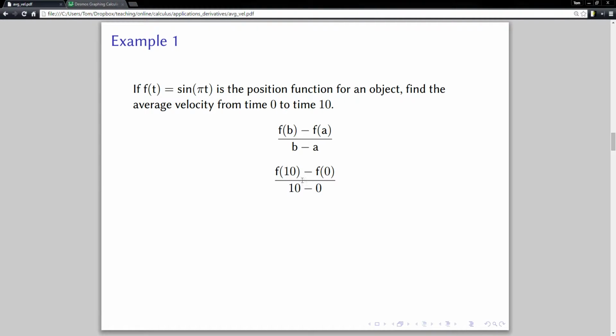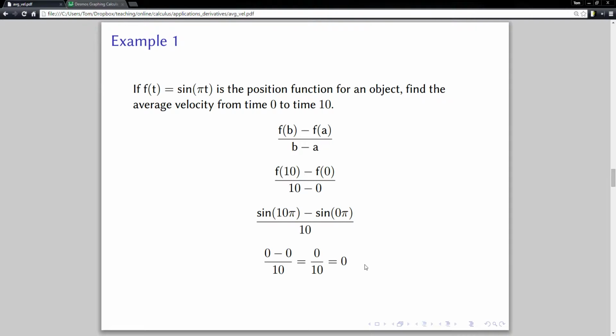Then f of 10 is what we would get when we plug 10 into our position function. So we get sine of 10 pi here, and plugging in 0, we get sine of 0 pi, which is sine 0. Both of those values on top are 0. 0 minus 0, so I wind up with 0 over 10, which is just equal to 0. So if we were measuring the position in feet and the time in seconds, the average velocity here would be 0 feet per second.